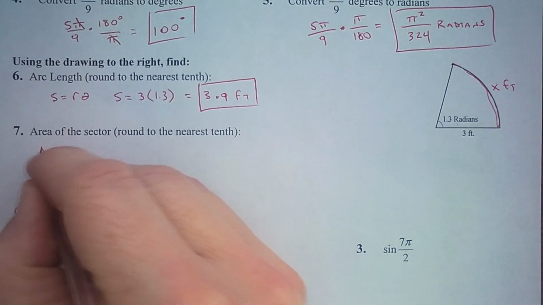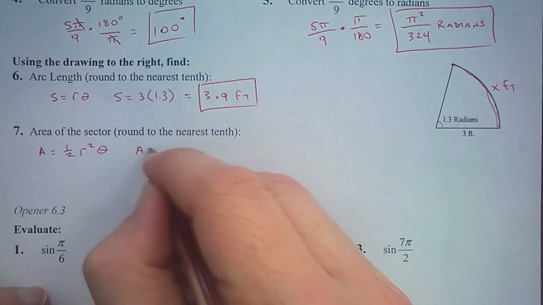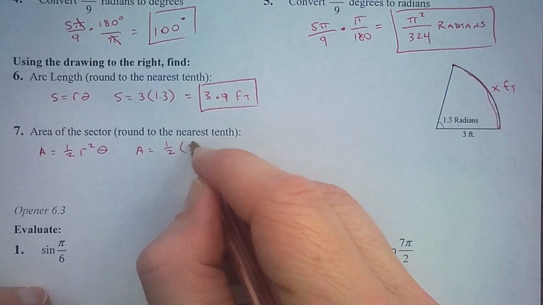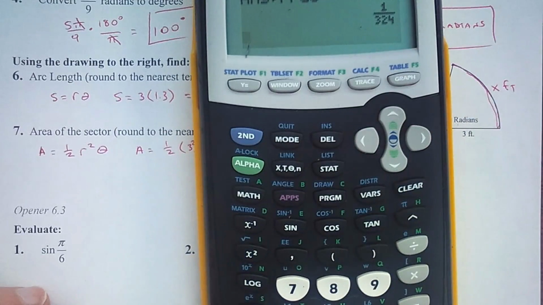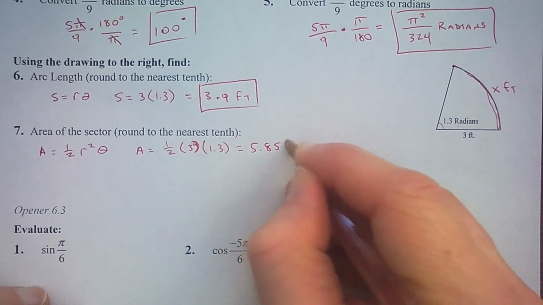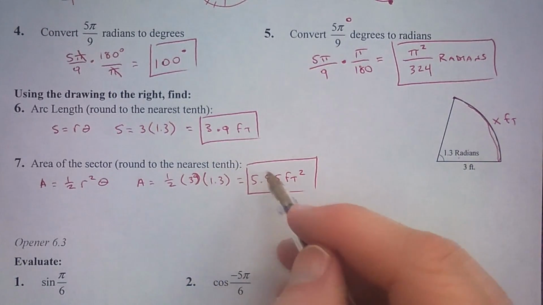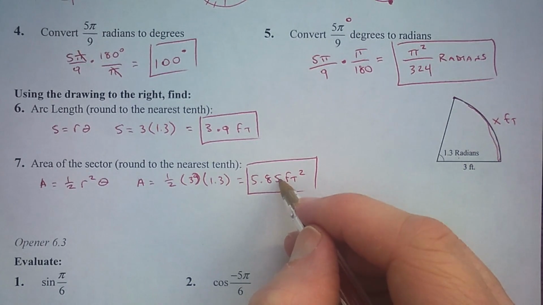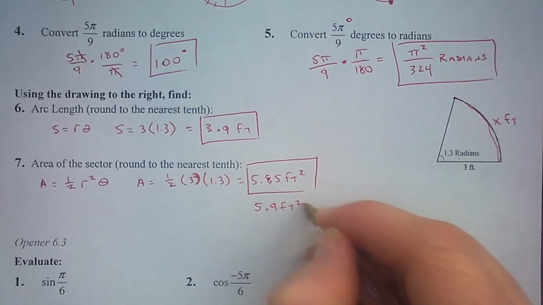And then we want the area of the sector. So for the area of the sector, the area is 1/2 r squared theta. Okay, so for this one, the area is 1/2 times 3 squared times 1.3. 5.85. So the area of this sector is 5.85 feet squared. Now I should point out that this one does say round to the nearest tenth, and I have 5.85. That's not the nearest tenth. So to round to the nearest tenth, that would bump this up to a 9. So to the nearest tenth would be 5.9 feet squared.